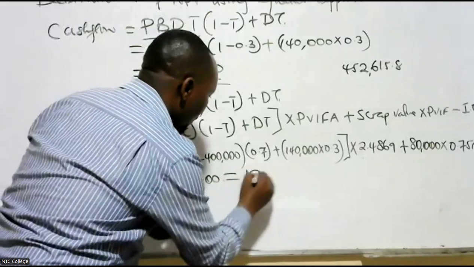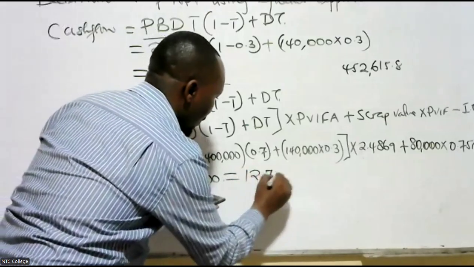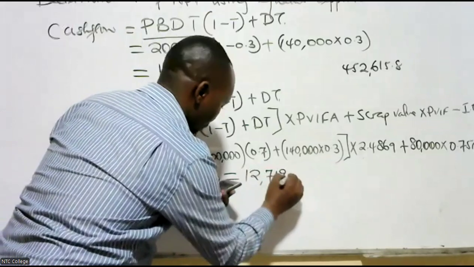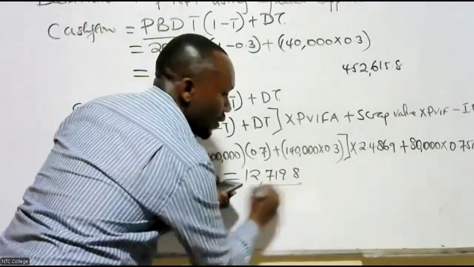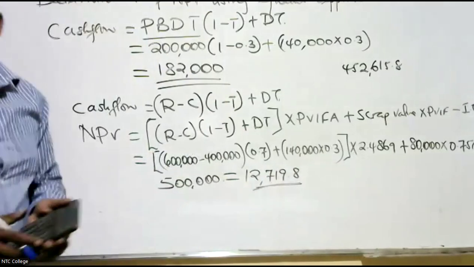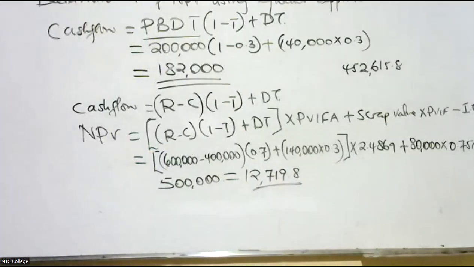I'm getting 12,719.8. How many are getting the same? How many people are getting the same?